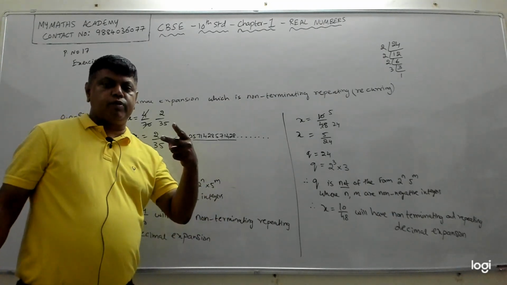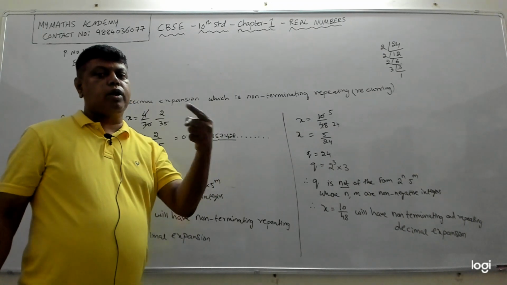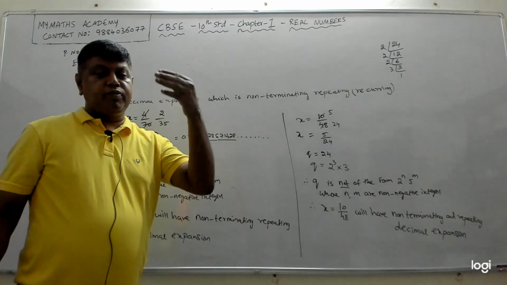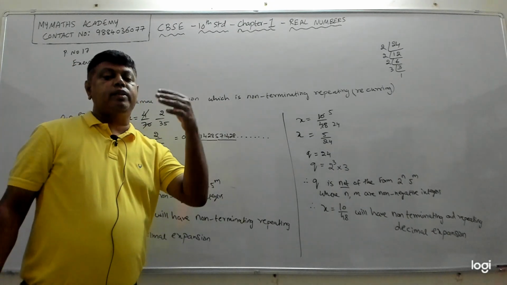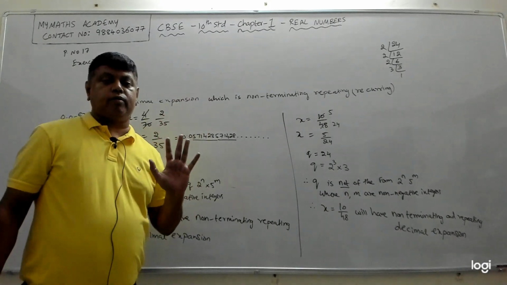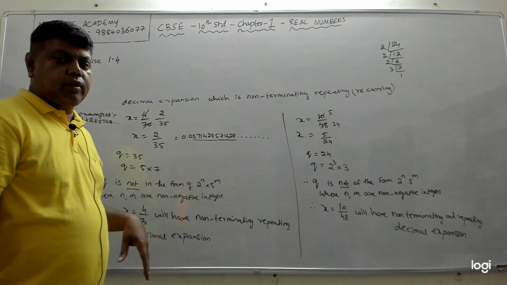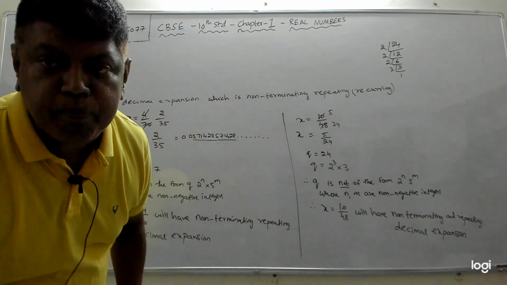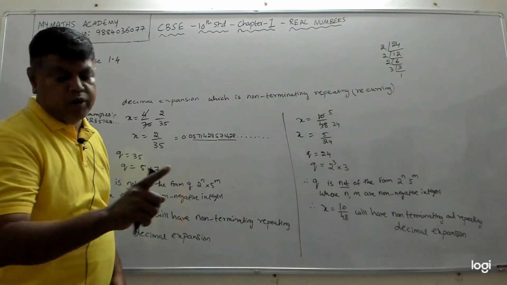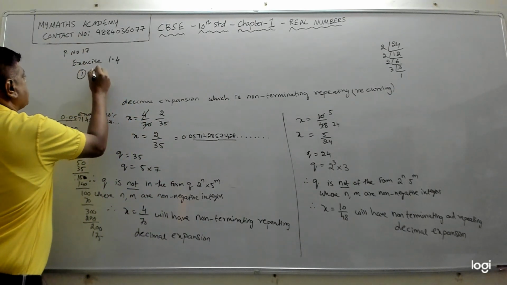So there are two things that we should check. First we will check whether it has a terminating decimal expansion or non-terminating but repeating. If it has a terminating decimal expansion, then we should find the decimal expansion of that number without actually dividing. We have a way to find this without actually dividing. Fine. So we will do exercise 1.4. I'll do the first problem, first subdivision.